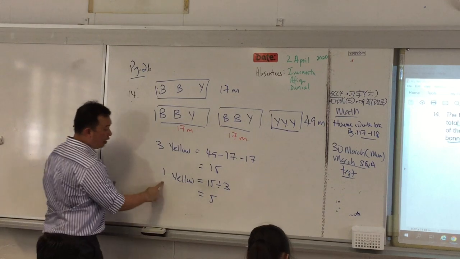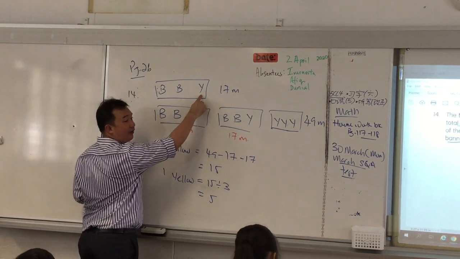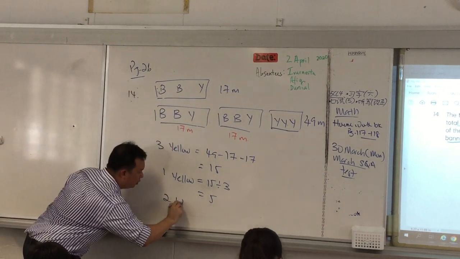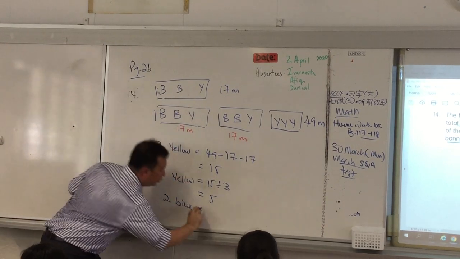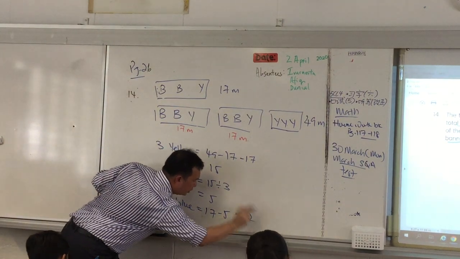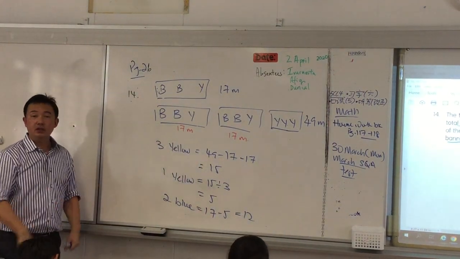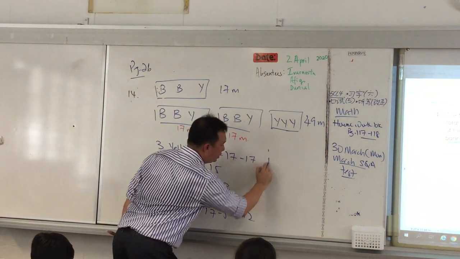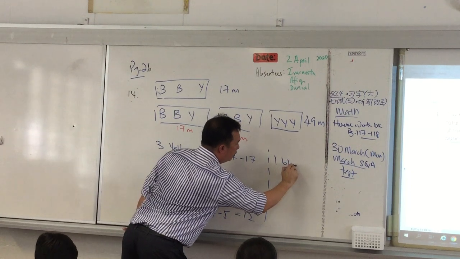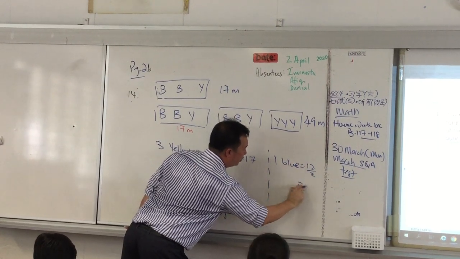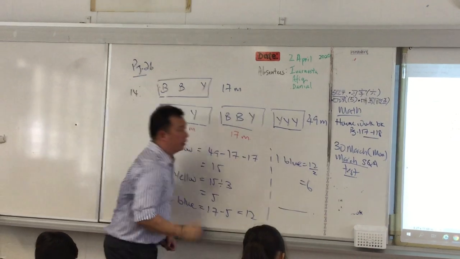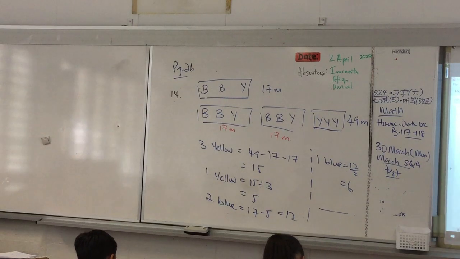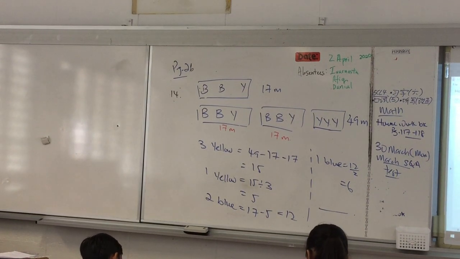Okay, so once I know one yellow is 5, I can solve my 2 blue. What's my 2 blue? 17 minus 5 is 12. I can find 1 blue. 1 blue is 12 divided by 2, which is 6. So the length of the blue panel is 6 meters. Okay? You understand?